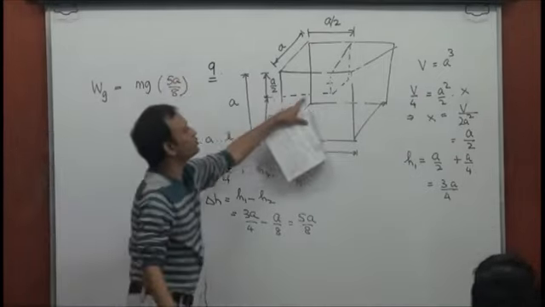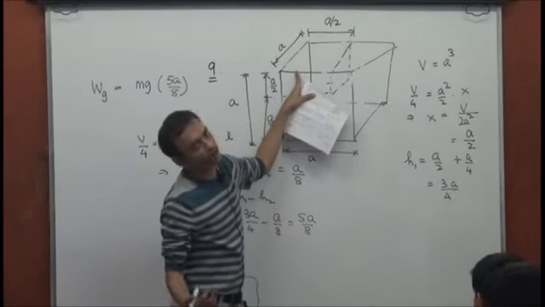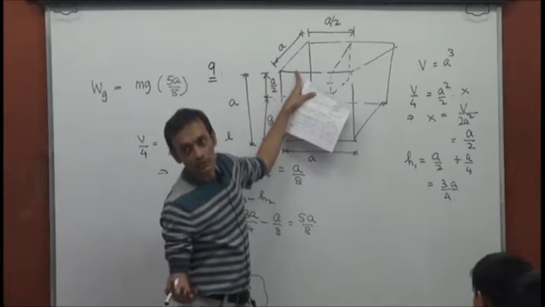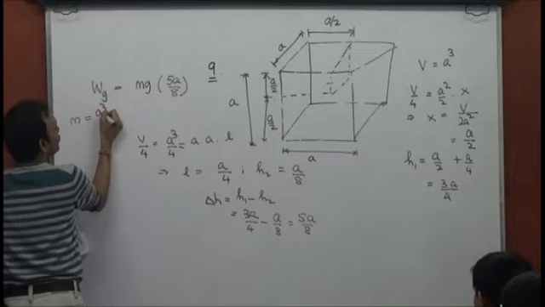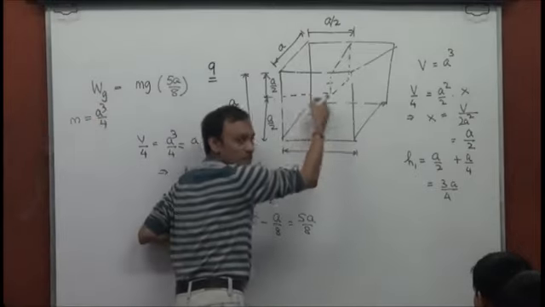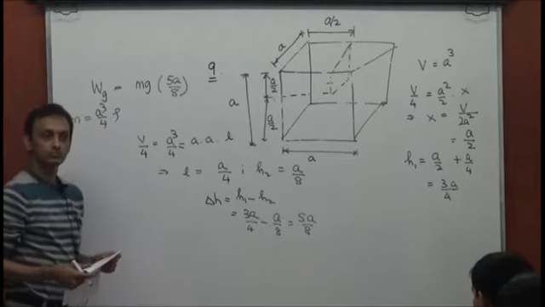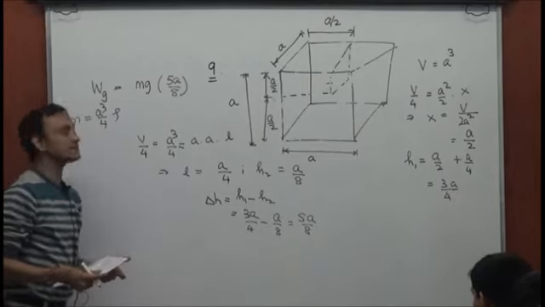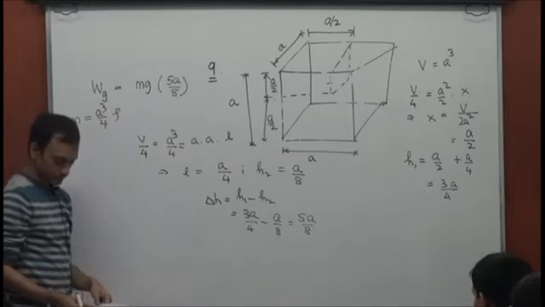Where m you can compute from the volume into density. This is V by 4, that is A cube by 4 into density, right? M is going to be what? The volume is A cube by 4. This volume is A cube by 4 into density rho. That's going to be the mass m, volume into density rho.